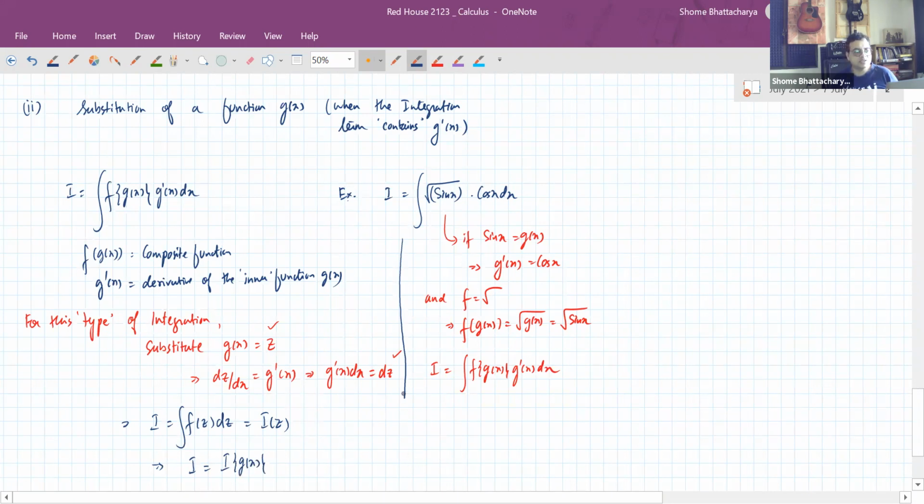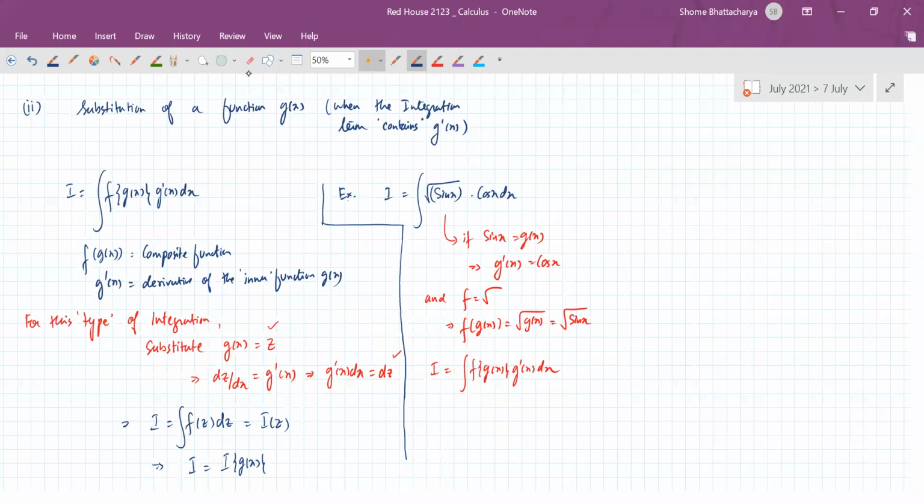We'll work out this example also, and more examples of how it works. But first, just make sure you understand the steps of the substitution. Then we'll come to the example and more examples. Just go through these steps carefully. Write down this method, then we'll discuss further.